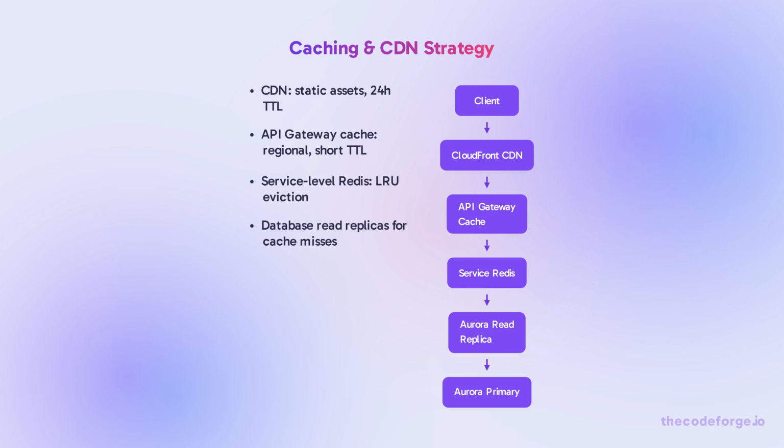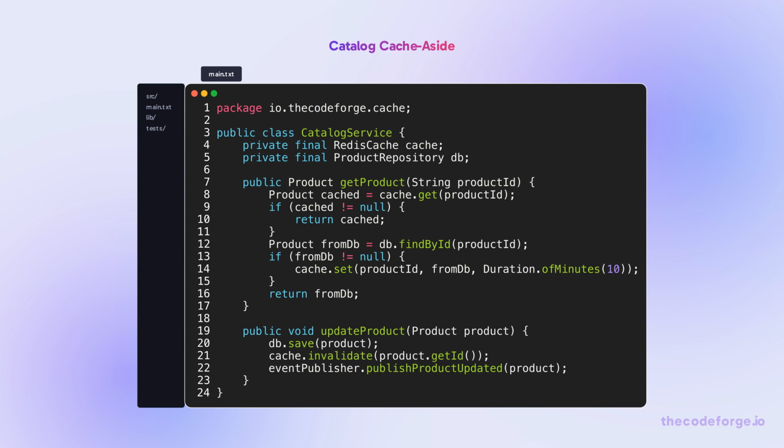Amazon's read volume is staggering. The caching strategy is multi-tier: Content Delivery Network for static assets, API gateway cache for identical responses, service-level Redis for hot data, and database read replicas for cache misses. The top 5% of products receive 80% of traffic. This is the cache-aside pattern used by the catalog service. On read, check cache first. On miss, load from DB and populate cache. On update, invalidate cache and publish an event so search reindexes.